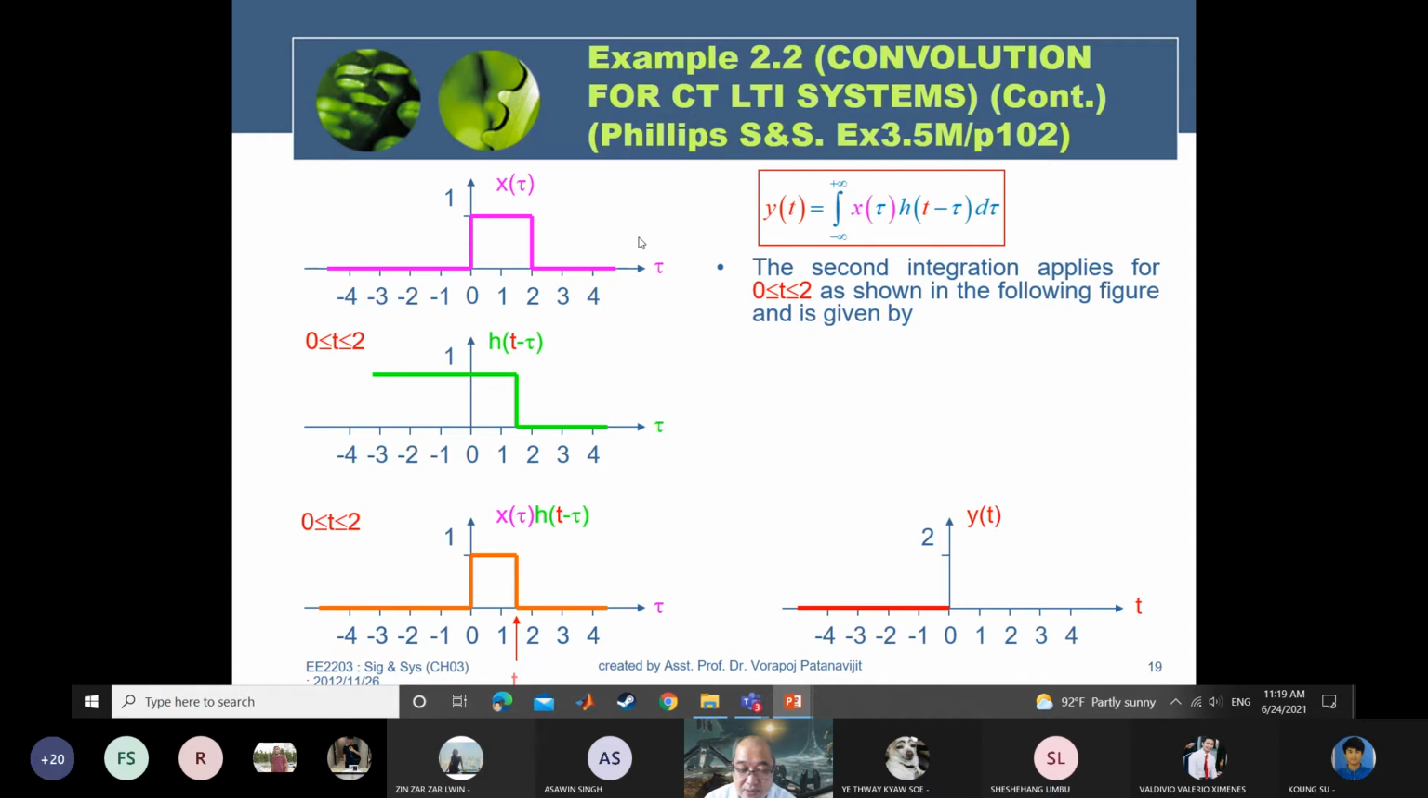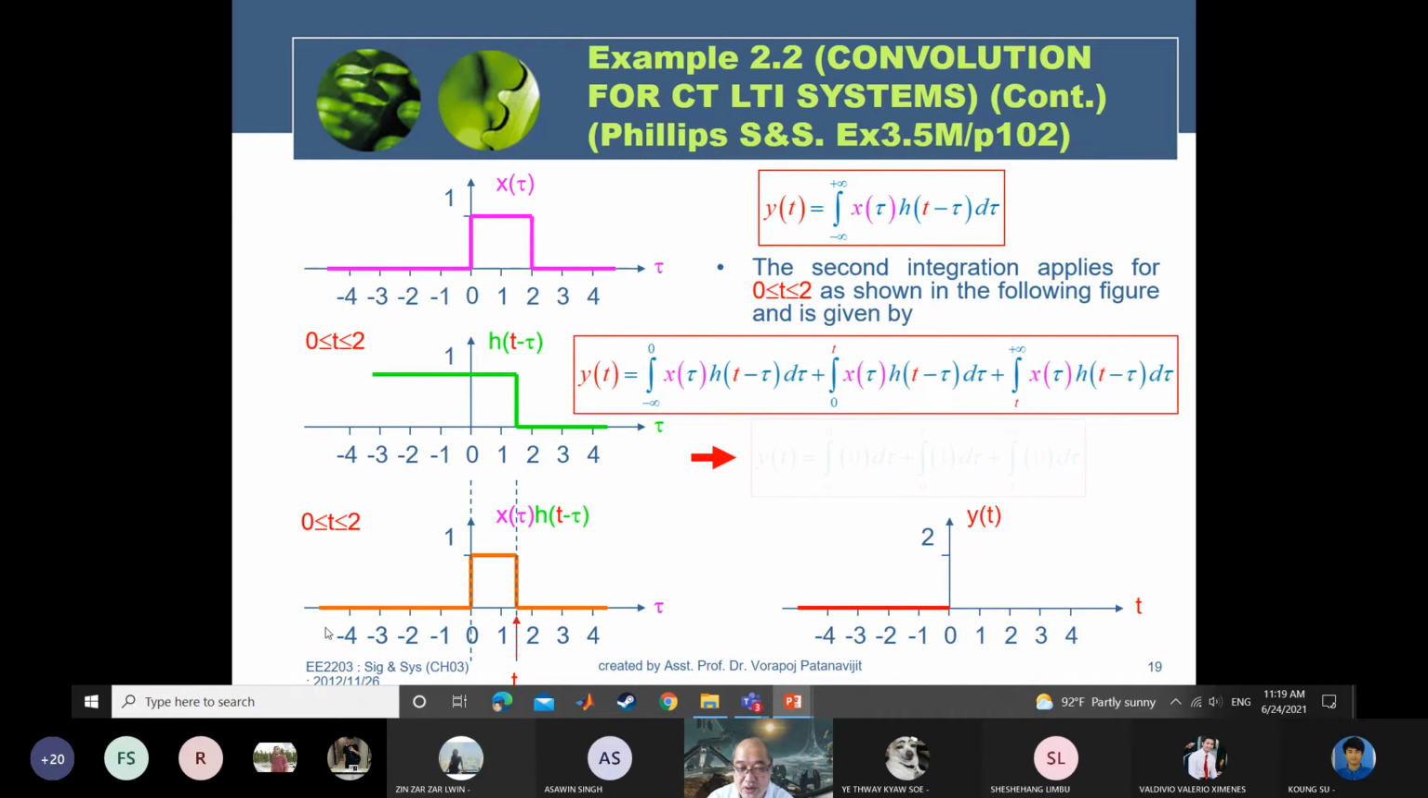As shown in the previous one, this point equals t. You integrate this graph, which means you integrate from minus infinity to infinity. You can separate it into 3 zones of integration: minus infinity to 0, 0 to t, and t to infinity. And when you integrate them, the first part is 0, the last part is 0.